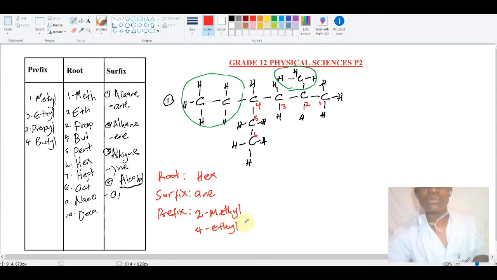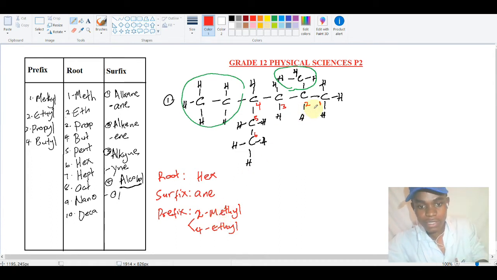Now it's time to put our name together, right? Remember we said name is prefix, root and suffix. So we start off with the prefix. In this case we've got 2 parts of our prefix here. We've got the methyl and the ethyl. So for us to put this thing together, remember we said you put them alphabetically.